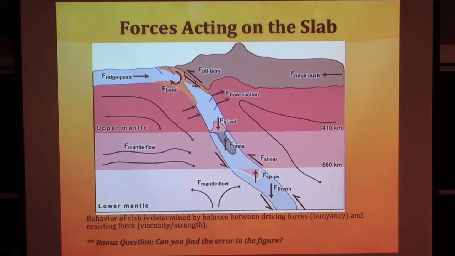But in the upper mantle, that diffusive thickening is not very much because slabs sink pretty quickly through the upper mantle. Yeah?